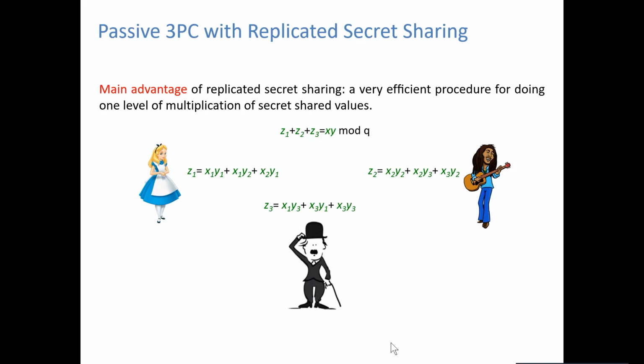So if they want to do another level of multiplication, they will not be able to use this trick anymore if they don't do something about it. And what is this something that they are going to do? It is the following. They want to convert back from this additive secret sharing to the replicated one. And how is that going to happen? If you look at this secret share Z here, it's an additive secret share of X times Y. The correctness is fine. They just need to convert back to the replicated secret share representation.